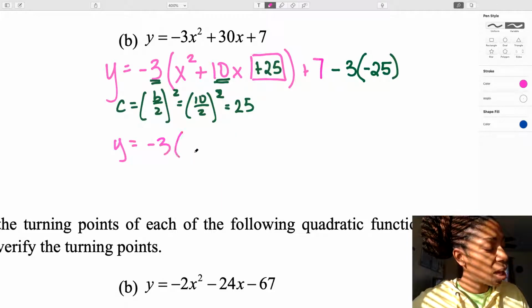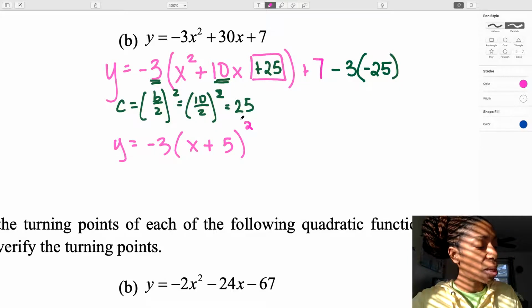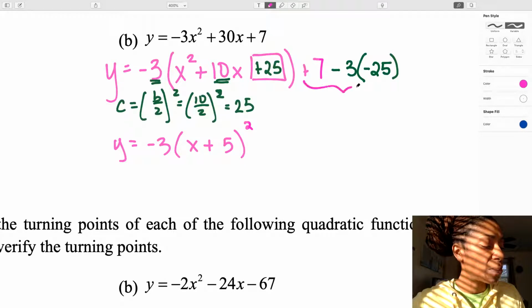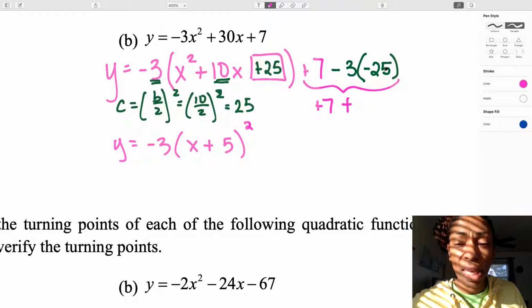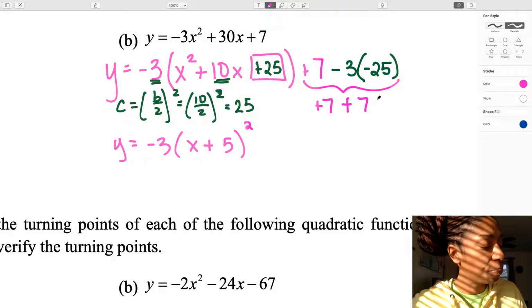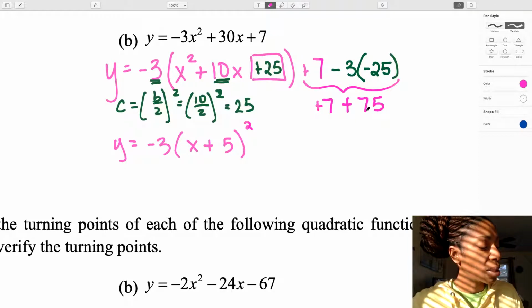Negative 3 times, there's a binomial squared, and that binomial is x plus 5, because x plus 5 squared is x squared plus 10x plus 25, right? And now let's simplify this piece. Negative times negative is a positive. 3 times 25 is 75. So now 75 plus 7 is 82.